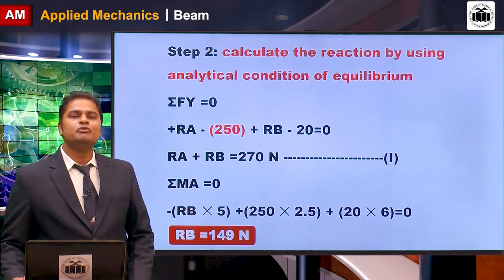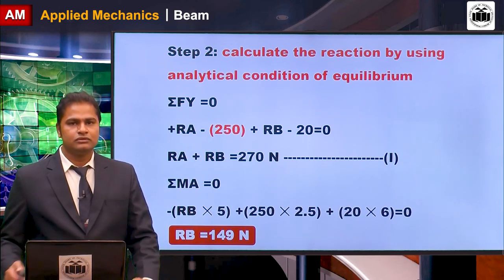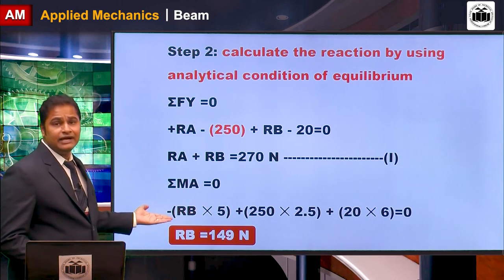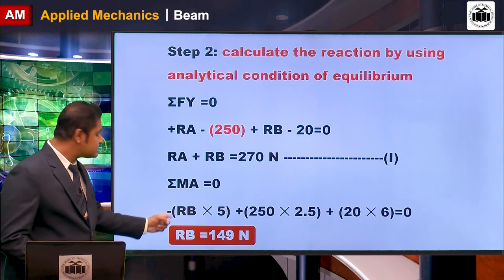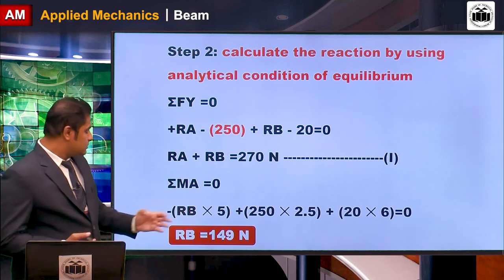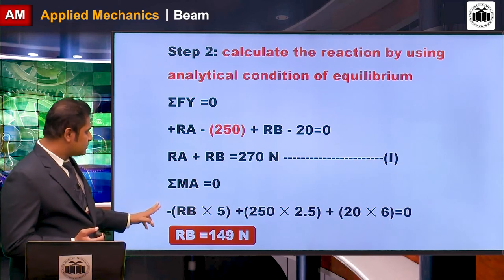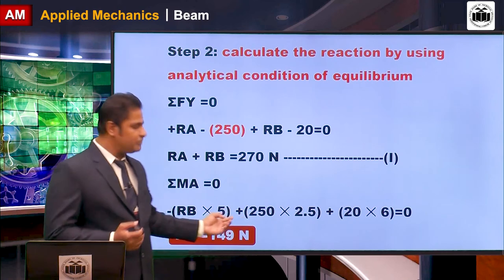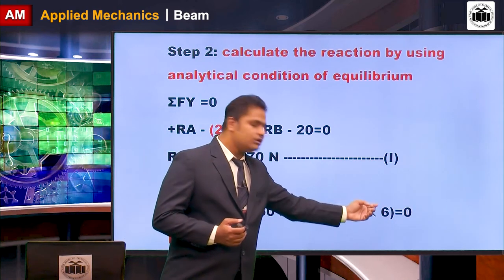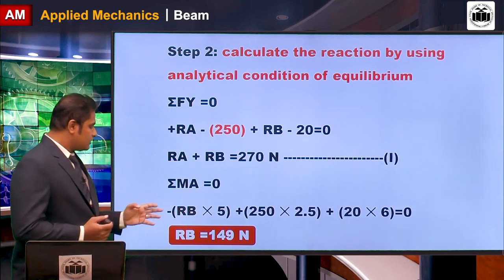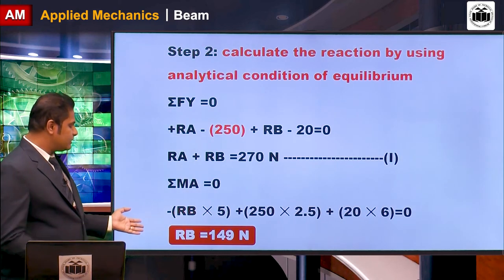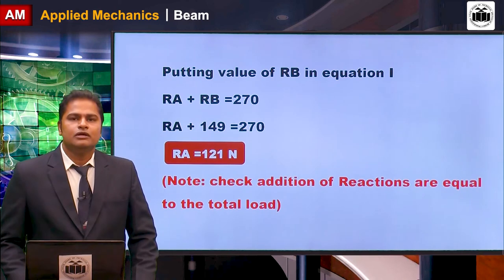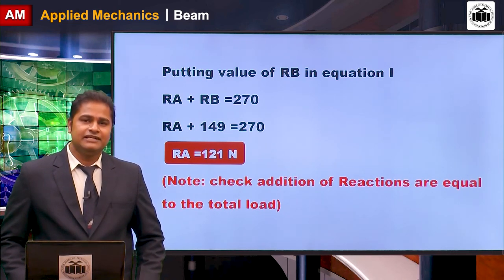Then take the moment at A equal to 0. Here, 250 into 5 produces an anticlockwise moment, that's why we have to take the minus sign over here. The maximum mistaken point is here, minus 250 into 5. Plus Rb, positive because it produces a clockwise moment. We easily solve that equation, Rb equal to 149. Putting the value of Rb in equation 1, we easily get the value of Ra.